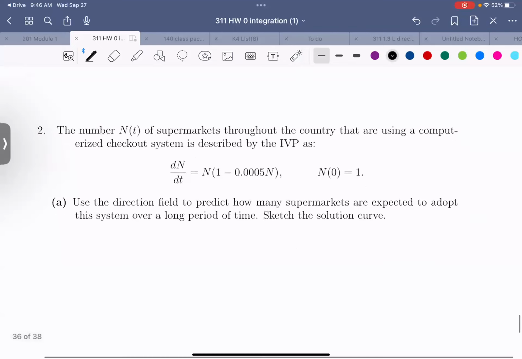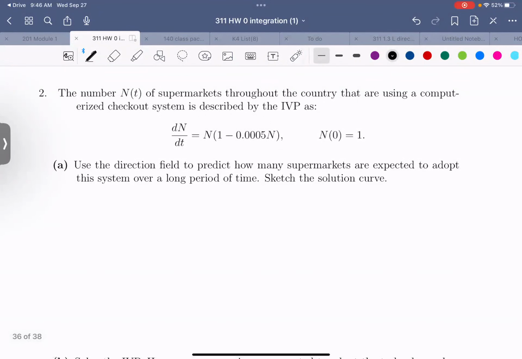So I'll let you go ahead and do that since we just did that example up top. So go ahead and sketch your direction field to find out how many over time we expect there to be.